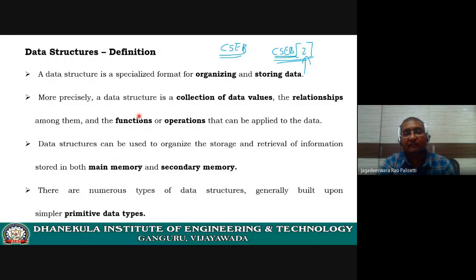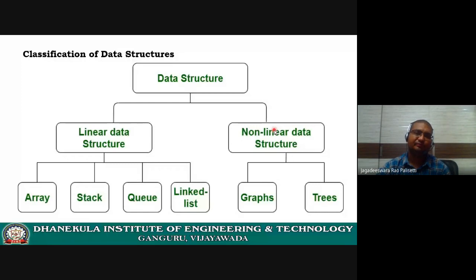Am I clear? That's why I highlighted the important keywords in the definition: a collection of data values, the relationship among them, and the operations or functions that can be applied onto that data. Hope you understand now what is meant by data structure, at least. If you understand what is meant by data structure now, then go for classification of data structure.